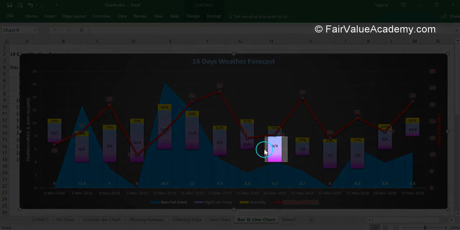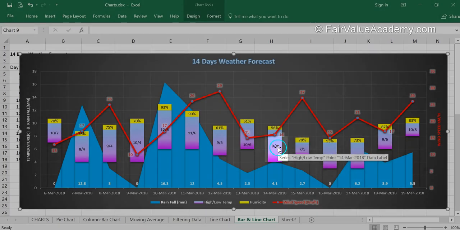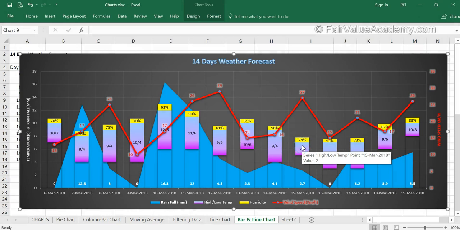The data labels used for the temperatures are combined data labels of high and low. So let's see how we can create this great looking weather chart.